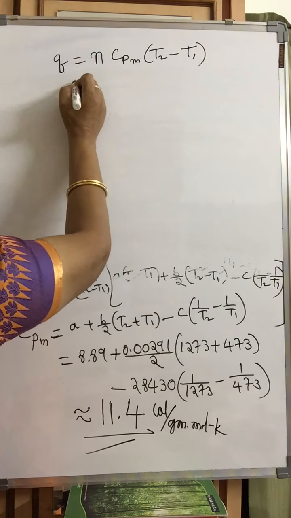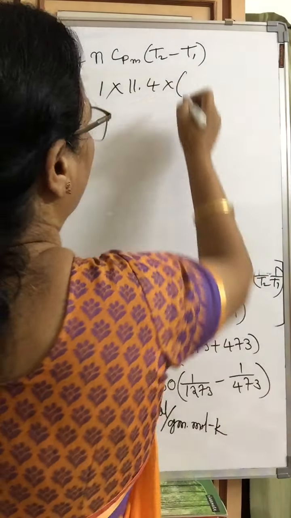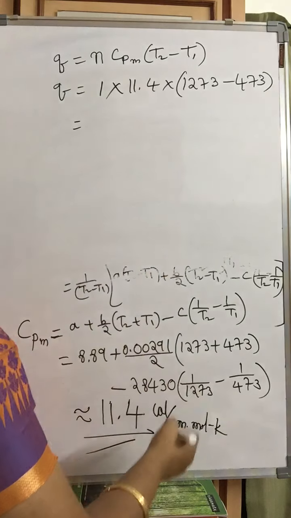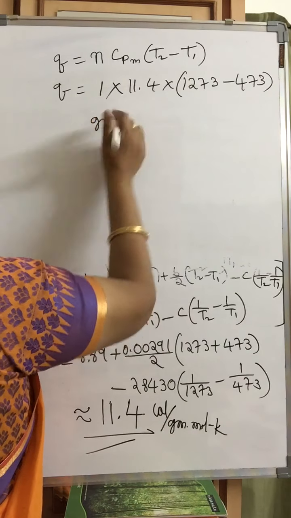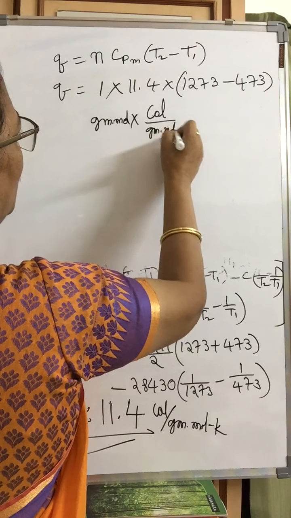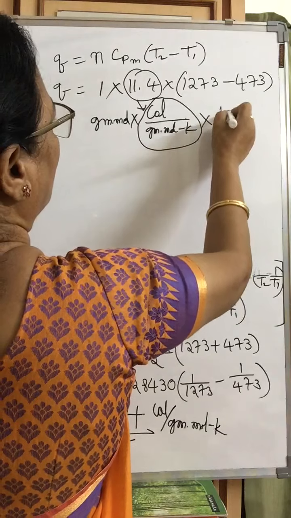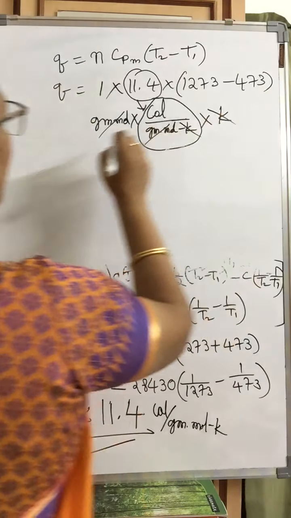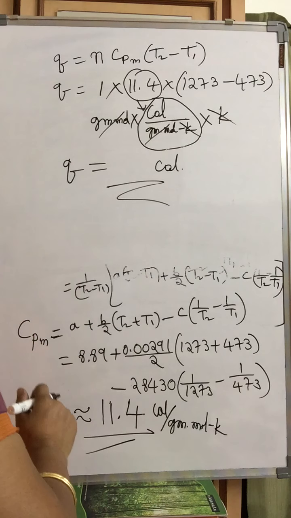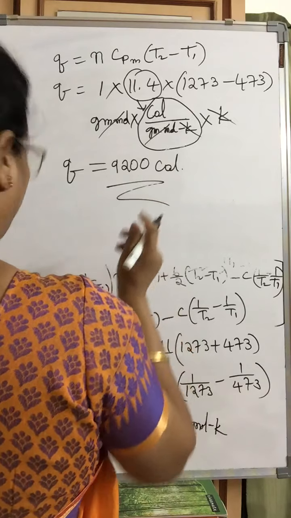So now Q is equal to N, which is 1, into CPM, which is 11.4, into 1273 minus 473. Please don't forget to write units here: gram mole into calories per gram mole Kelvin, this unit is this one, into Kelvin. This is Kelvin. So Q is equal to so much of calories. Its value is 9200 calories.